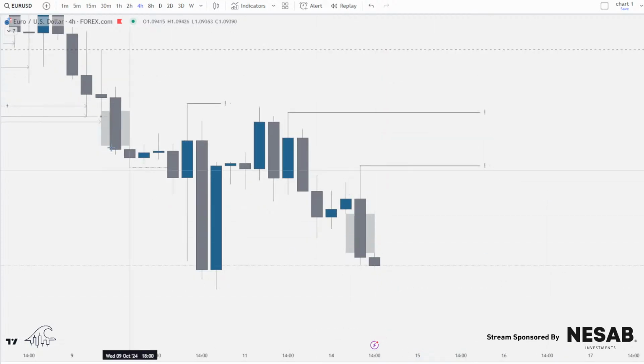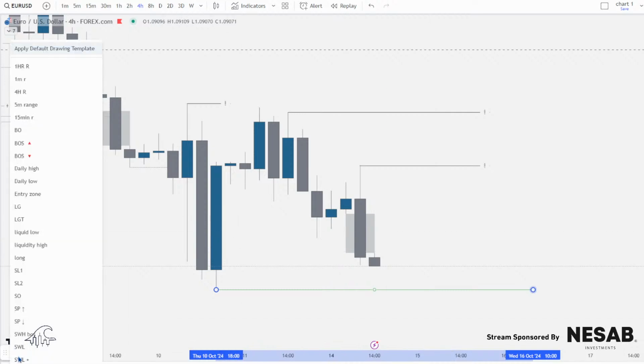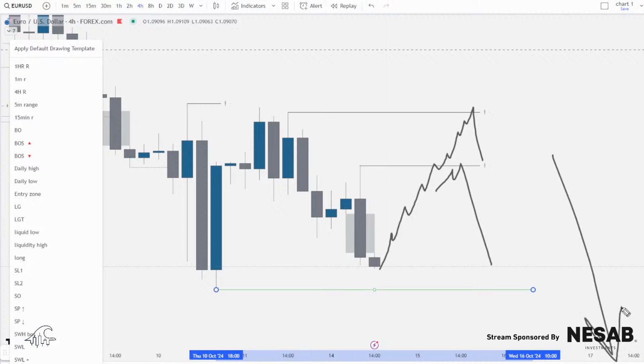Now, we know the market is most likely going to target this low. We discussed this already and we've explained the reason behind this. We don't want to anticipate something along the lines of this. We don't want to anticipate that. We want to anticipate down.